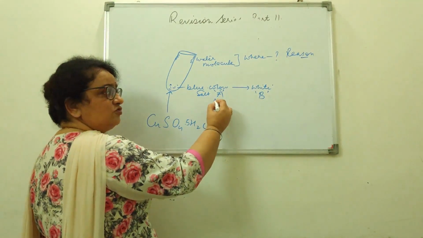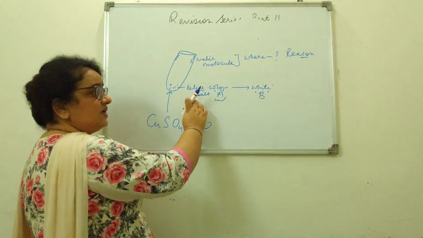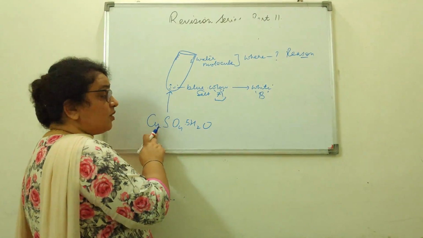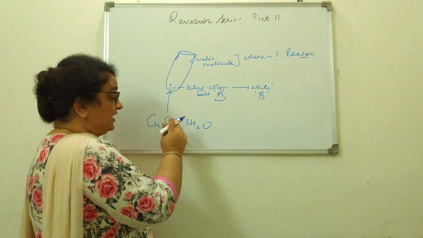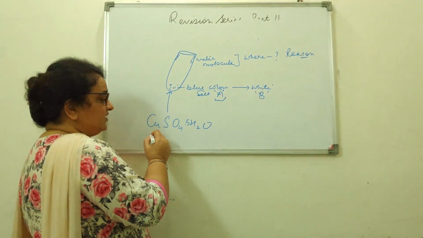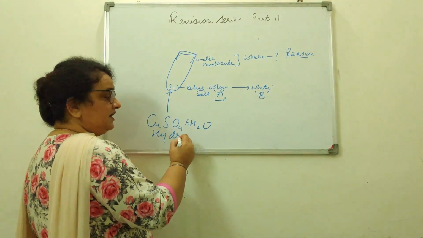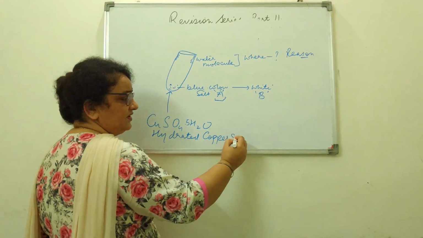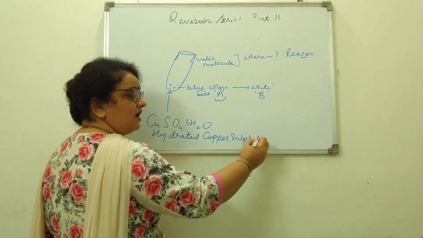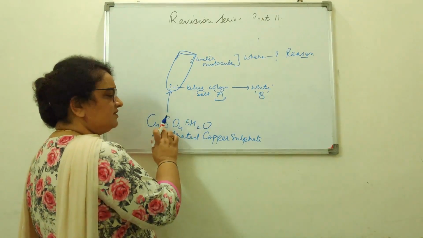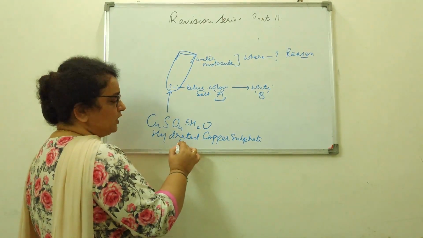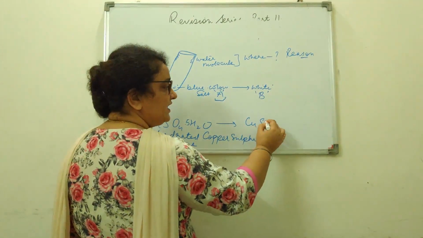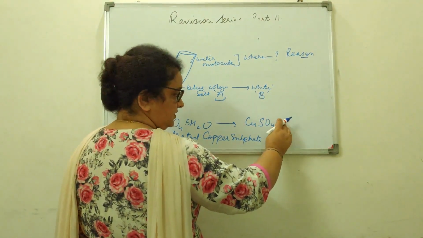So this is the answer to part A. Salt A is copper sulfate, that is hydrated. It is also known as copper sulfate pentahydrate. So I write it is hydrated copper sulfate. Pentahydrate, I will not write that. Simply hydrated, it means 5 water molecules. Color is blue, and on heating you will get copper sulfate.